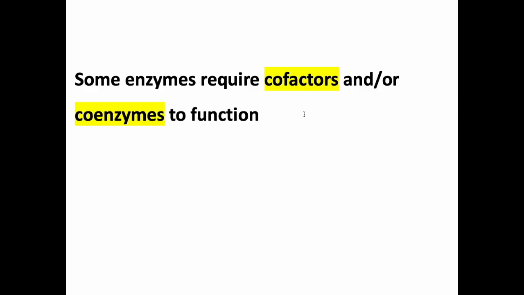So these things are optional. That's why I say some enzymes. Some enzymes require cofactors. Some enzymes require coenzymes. Some enzymes require both of these things, and some enzymes don't need either of these things. So that's what I mean by cofactors and or coenzymes. These are optional. Some need one, some need the other, some need both. So what are these things, and what are their definitions? They're both in the key terms, obviously.